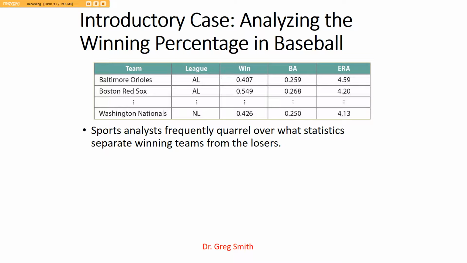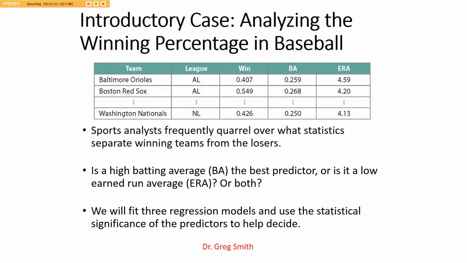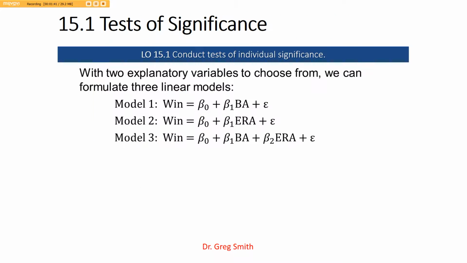And a lot of times people quarrel over what these individual statistics like batting average and ERA for a team do to winning percentage. So what we want to know is, does a team who has a higher batting average have a better predictor of winning, or is it a low earned run average, or maybe both? Maybe together they have an impact. So what we're going to do is compare batting average versus winning percentage, ERA versus winning percentage, and then both batting average and ERA taken together versus winning percentage.